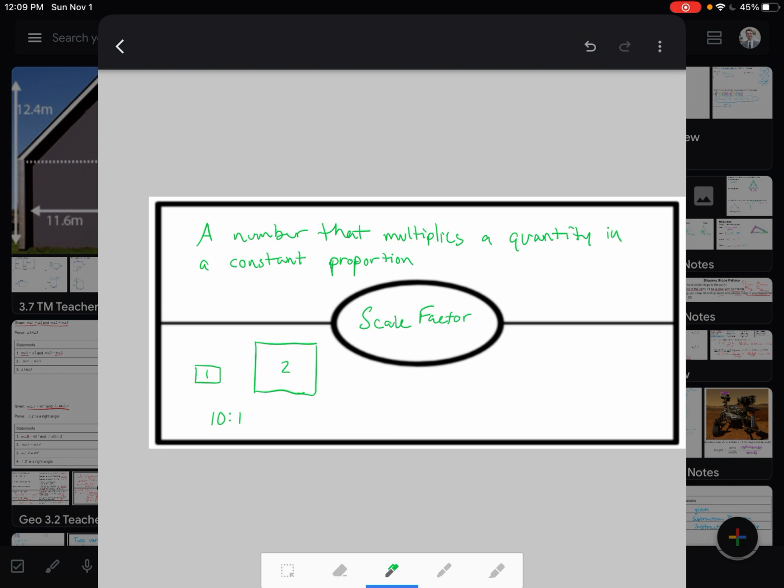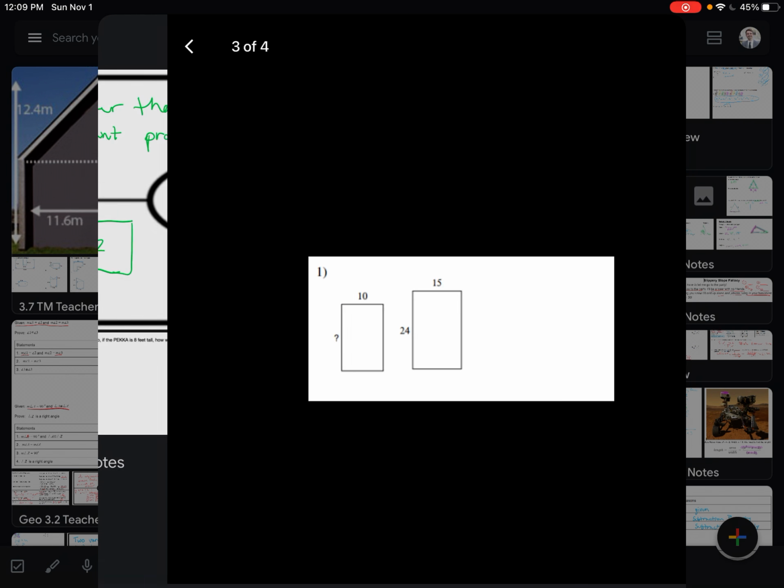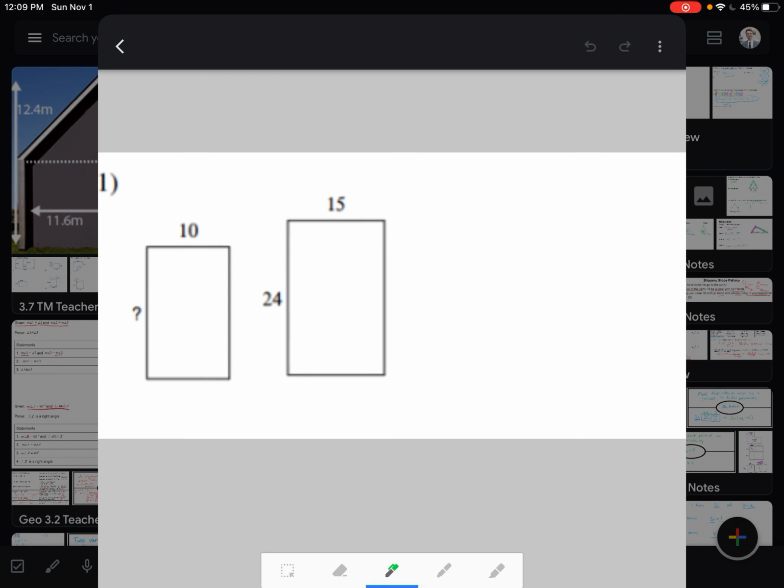It's pretty commonly used in things like maps, or if we're trying to blow up pictures to larger sizes. It comes up really frequently and is a really good skill to know.